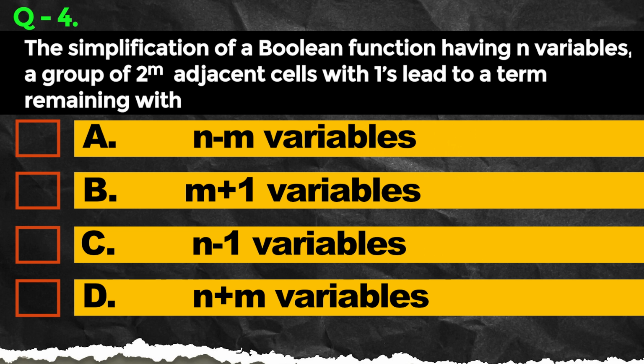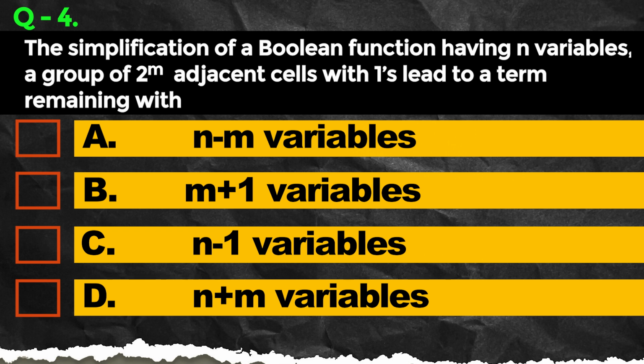Suppose 2 adjacent cells have 1. Suppose I just circle those 1 1 with green. So how many cells are you combining? 2 cells you are combining. That means 2 raised to m, m is equal to 1. So how many variables are removed? You can see that the variable A is changing while going from the top row to the bottom row. BC bar is remaining as such. Therefore, you will remove the variable A and the remaining variables are BC. Therefore, after reduction, n, the number of variables, is 3, and m is 1, 3 minus 1 is equal to 2. That means the remaining variables will be 2.